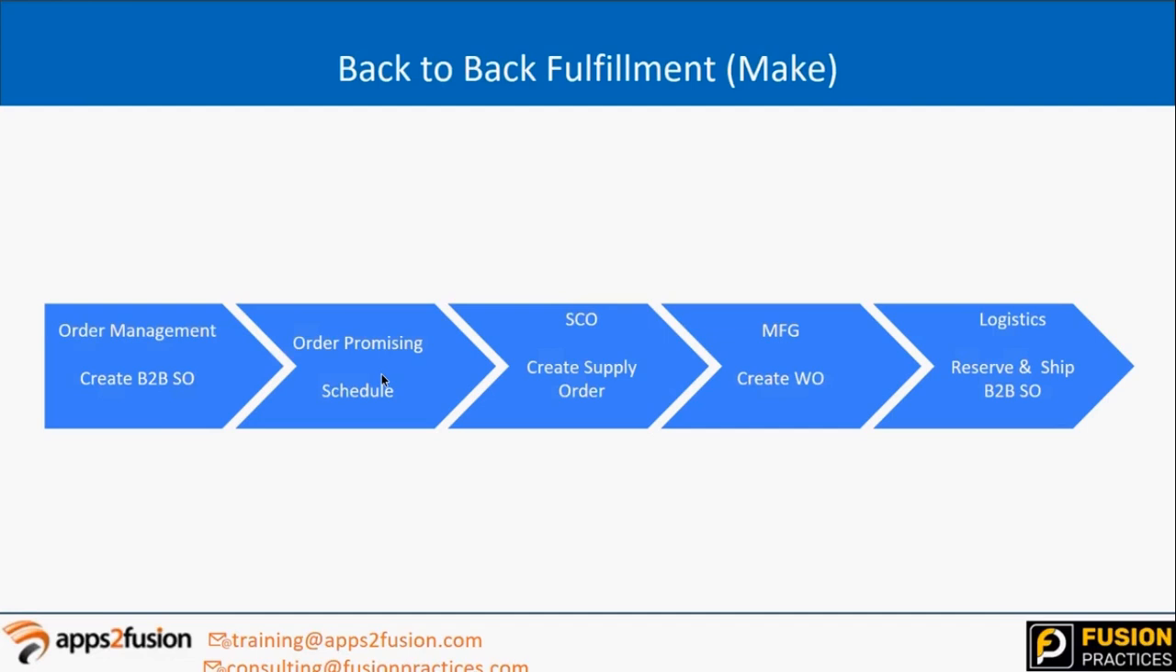Correct. But in R12, ATP is not important, am I right? I can schedule an order based on my setups, such as the shipping networks if it is an internal order, and based on the item lead times. You don't need a mandatory setup. Here, for all sales orders, it is mandatory for anything on order management.